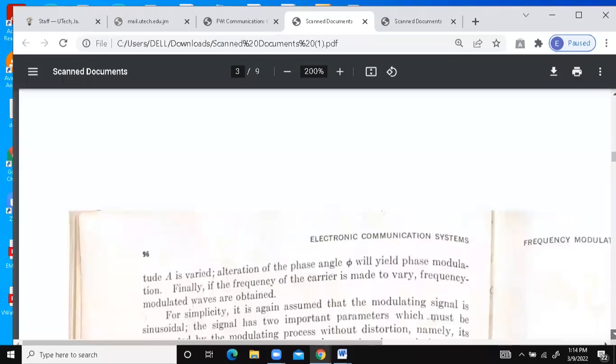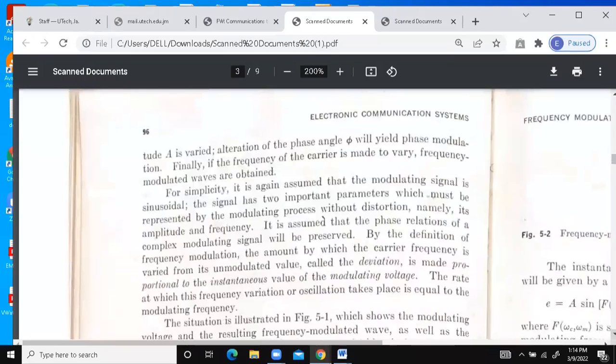Alteration of phase phi will yield phase modulation. The frequency of the carrier is made to vary, giving your frequency modulation.